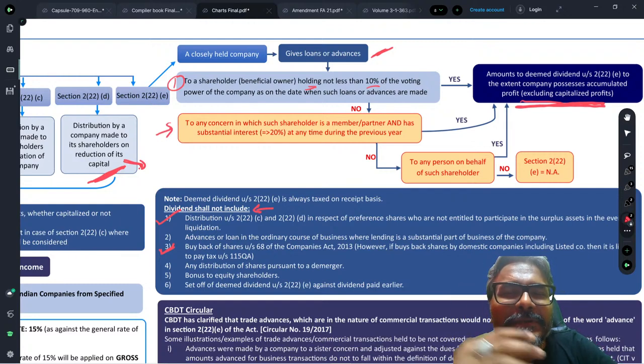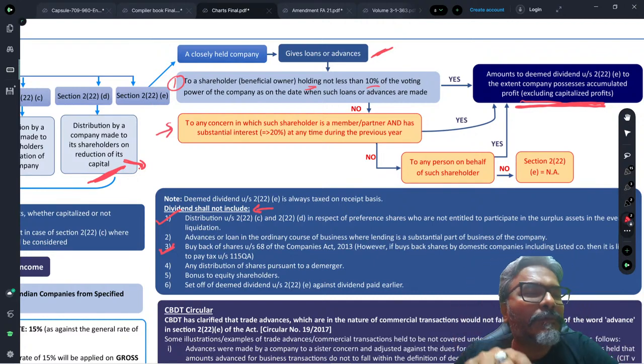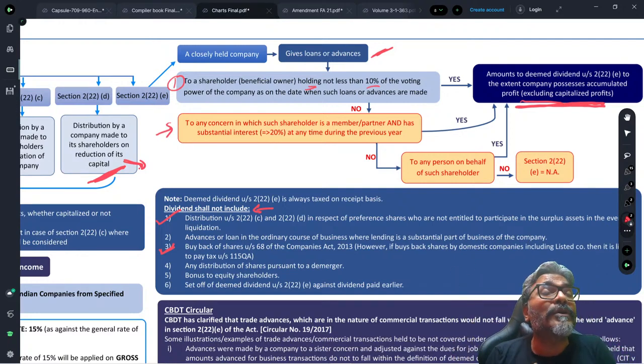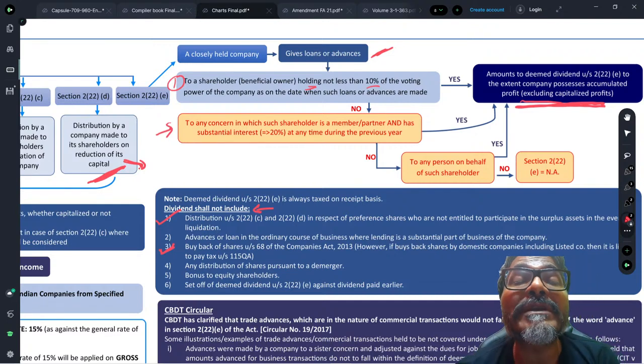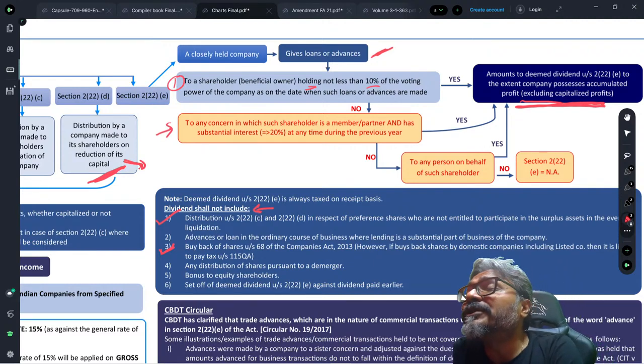So say, for example, students, I am a shareholder of the company holding 12% of the voting power in that private company, or a closely held company. The closely held company gives loans and advances to a partnership firm. Now, in that partnership firm, at the time of giving the loans and advances, I was having 10% of the profit share. However, by the end of that previous year, my profit share in that partnership firm has increased to 25%.